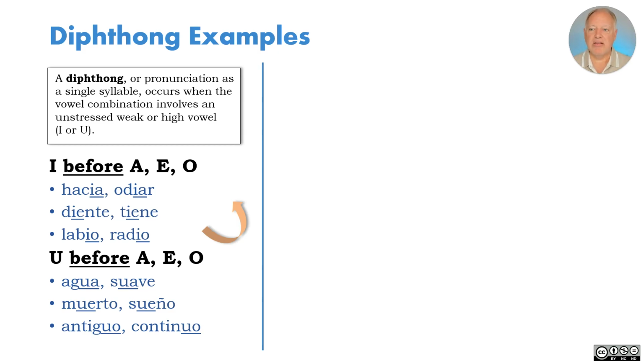The u here is going to sound like a kind of weakened w. Agua, agua, suave, suave. So we're slightly opening, giving more emphasis to the second vowel in the combination. Muerto, muerto, sueño, sueño. Antiguo, antiguo. Continuo, continuo. So the u again sounds a little bit like a w.